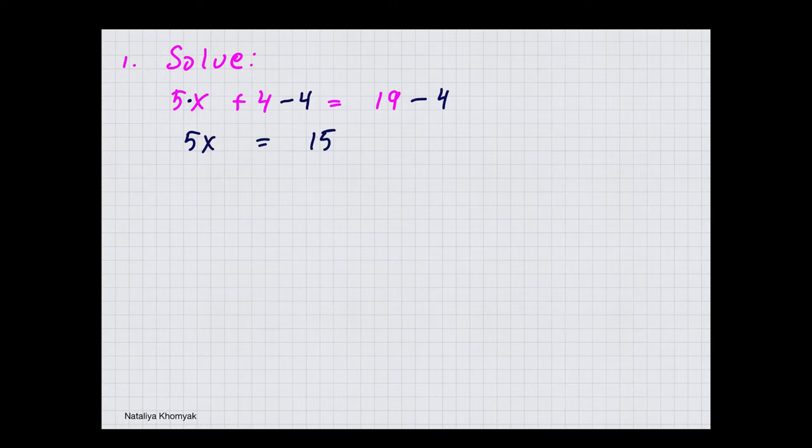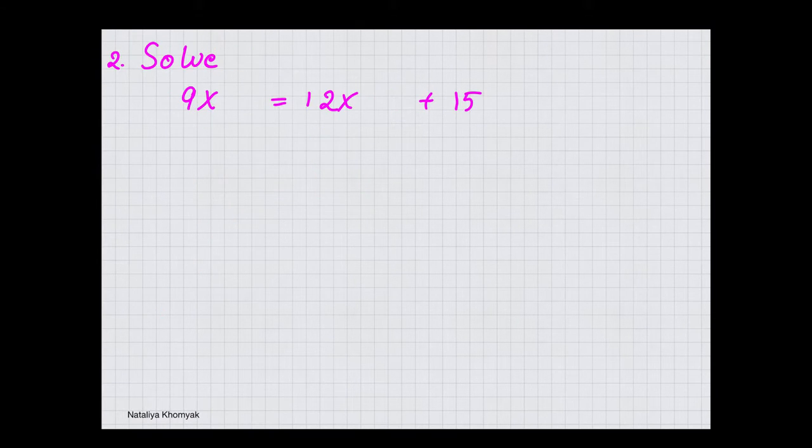Then we want to undo multiplying x by 5, and the opposite would be to divide by 5. Whatever you do to one side, you want to do the same thing to the other side of the equal sign. 5 out of 5 is 1. So x equals 3 is our solution.